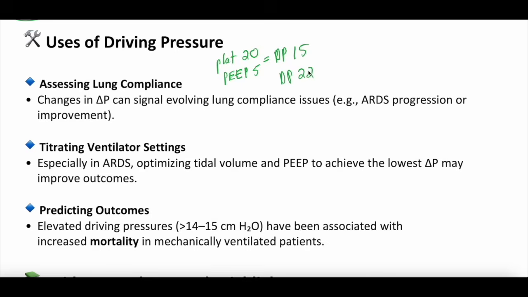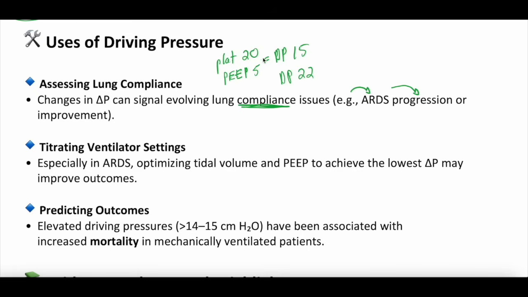That's probably too robust of a change, but you get the point. What you're essentially saying now is the compliance has changed. Something's going on. Maybe the patient is developing worsening ARDS. Maybe they're having progression of illness because the driving pressure has gone up even though you haven't changed the PEEP. That suggests that the plateau pressure is going up.